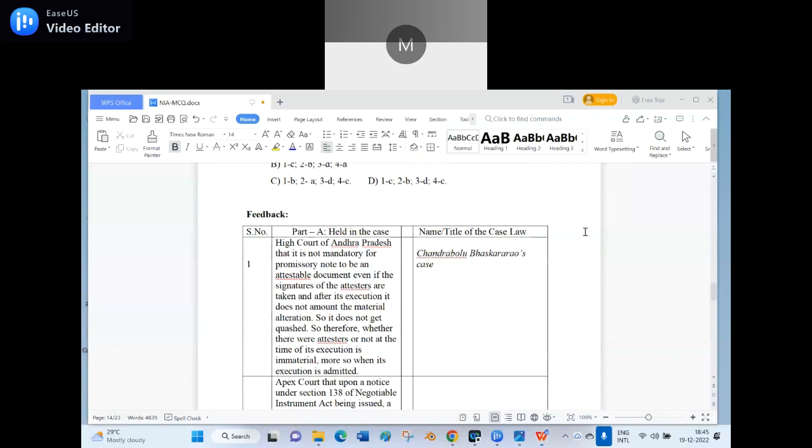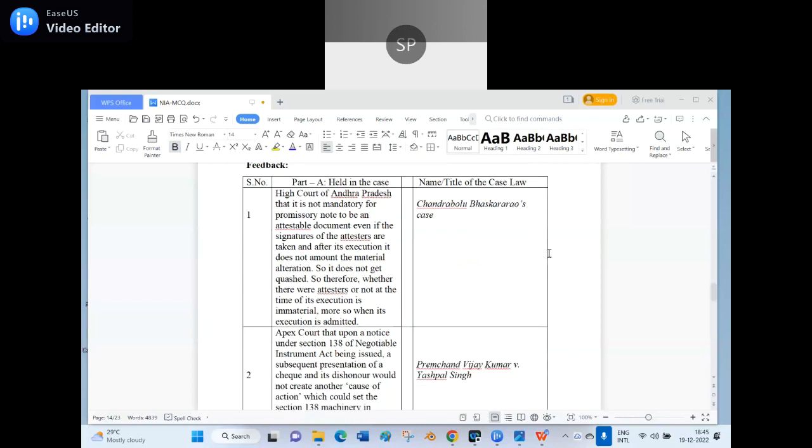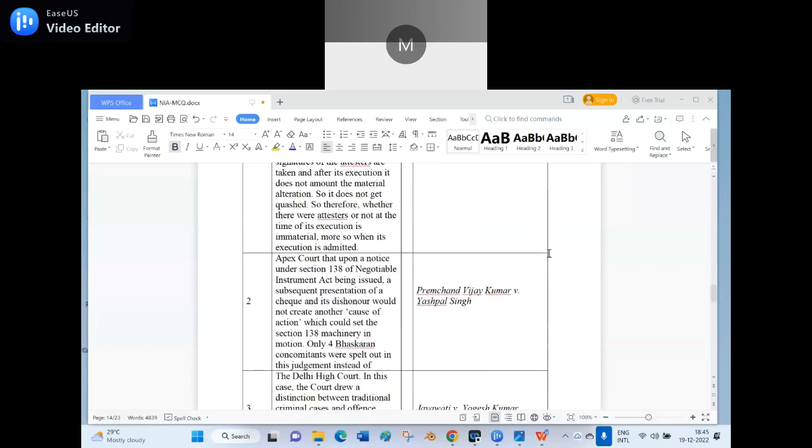Chatterjee, Mukherjee is there. Calcutta, sir, it is Calcutta, West Bengal. Rao is there, Reddy is there, preferably Andhra Pradesh, AP or Andhra Pradesh.